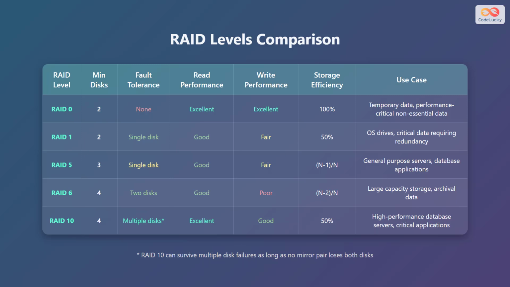RAID 5 requires a minimum of 3 disks, offers fair fault tolerance, good read performance, and fair write performance, with storage efficiency of n-1 divided by n. It is often used for general-purpose servers and database applications. RAID 10 requires a minimum of 4 disks, offers excellent fault tolerance, excellent read performance, and good write performance, with 50% storage efficiency. It is ideal for high-performance database servers and critical applications. It is important to remember that RAID 10 can survive multiple disk failures, as long as no mirror pair loses both disks.